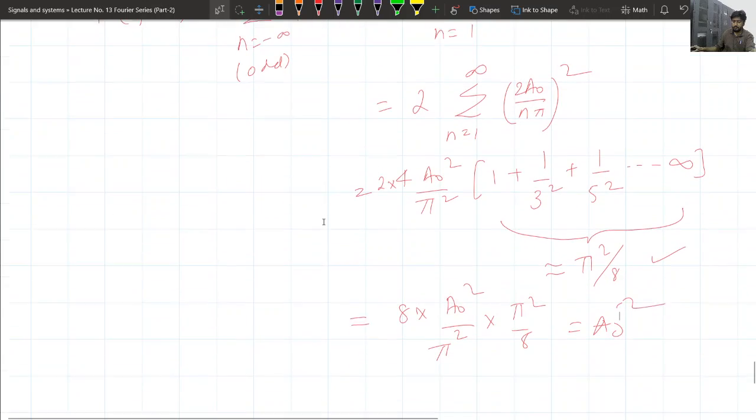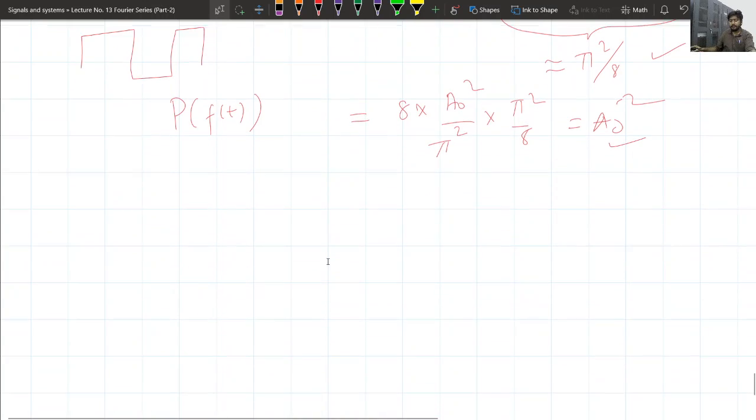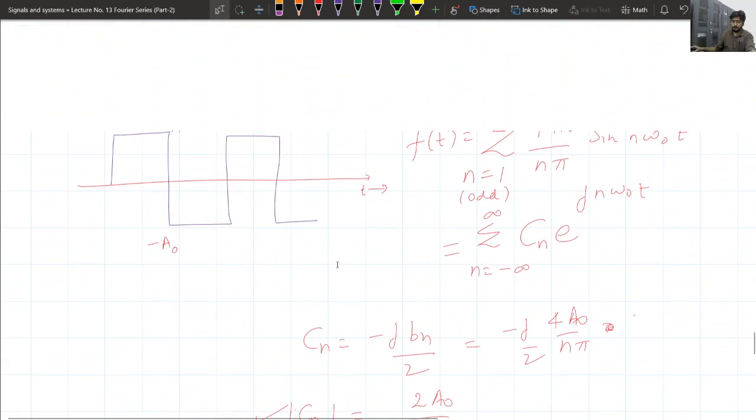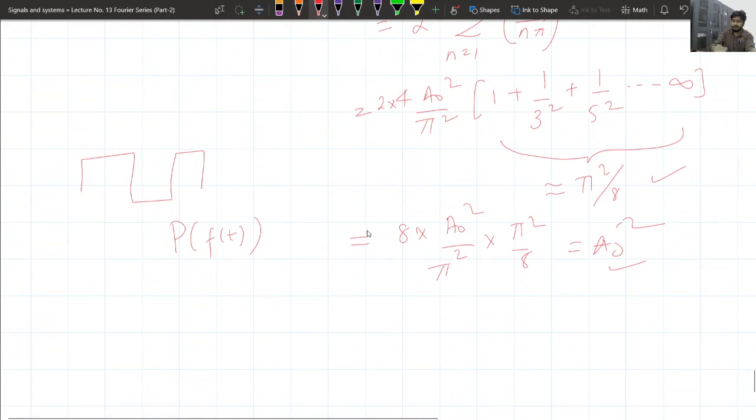So with the help of Parseval's theorem, the average power contained in the square signal is given as a0 square. We can directly verify this, since we already know that the average power of any power signal is given by the square of its RMS value. So now we know that its RMS value will be a0 only, so the power is a0 square. Same thing we have found out with the help of Parseval's theorem.